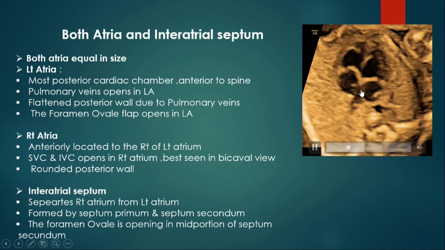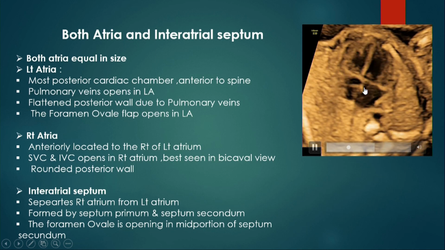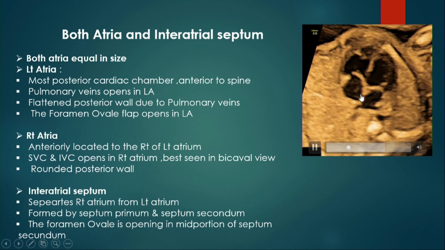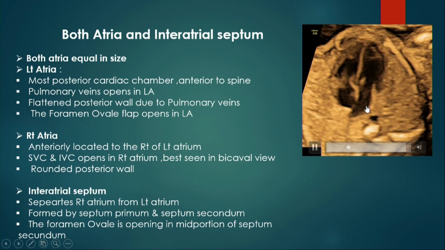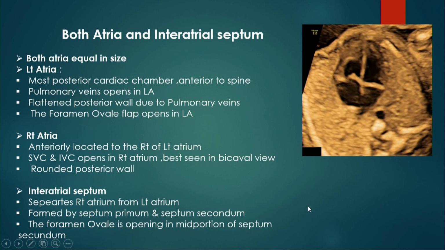Intraatrial septum: there are two components, septum primum and septum secundum. In the mid portion of the septum secundum, there is the foramen ovale, and its flap opens into the left atrium.